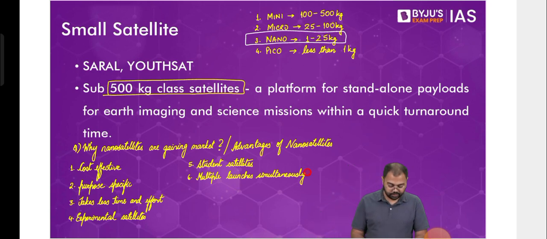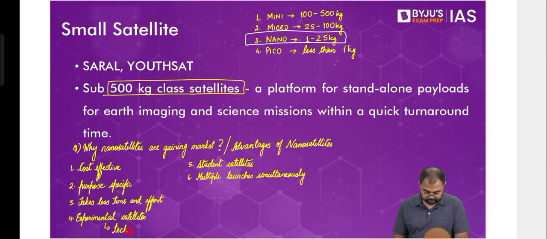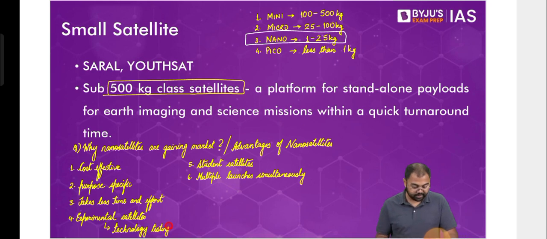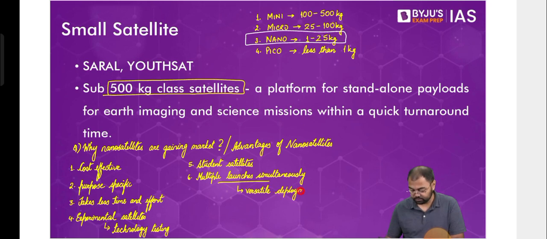Now, apart from that, a lot of experimental satellites and technology testing can be done very easily with the help of these satellites, which is a very important part. Then the deployment can also be very versatile. Constellations of satellites can be made, since multiple satellites can be launched simultaneously, which makes the deployment versatile. Then a lot of connectivity can be provided.